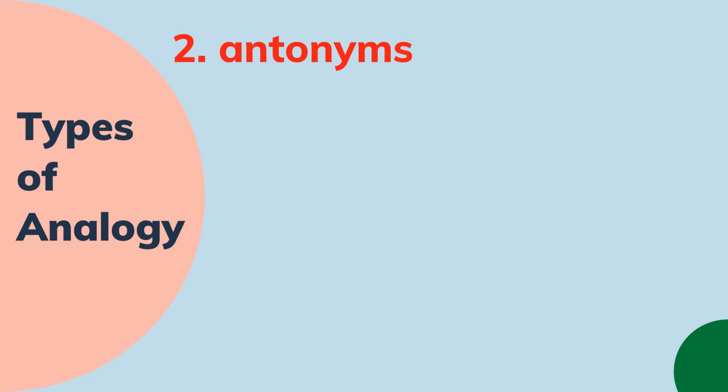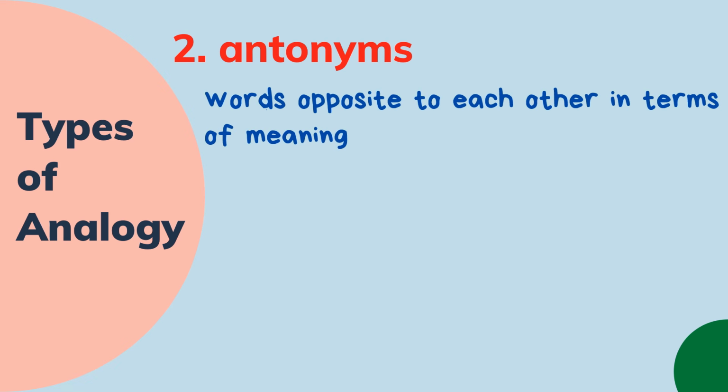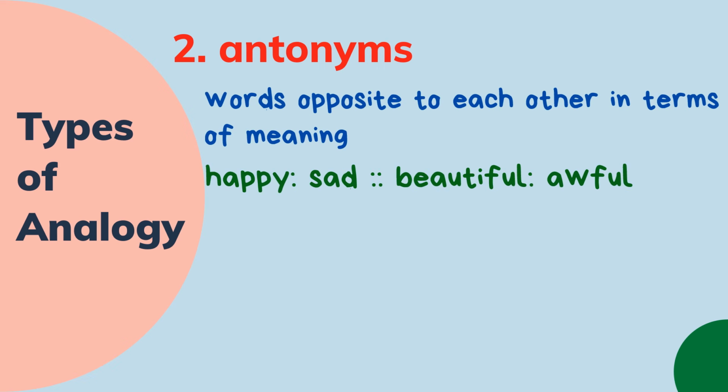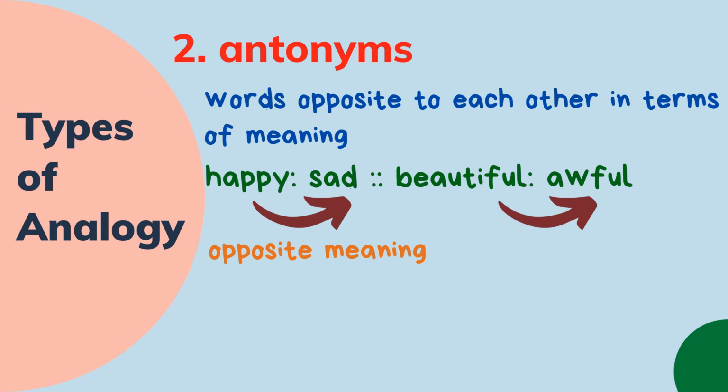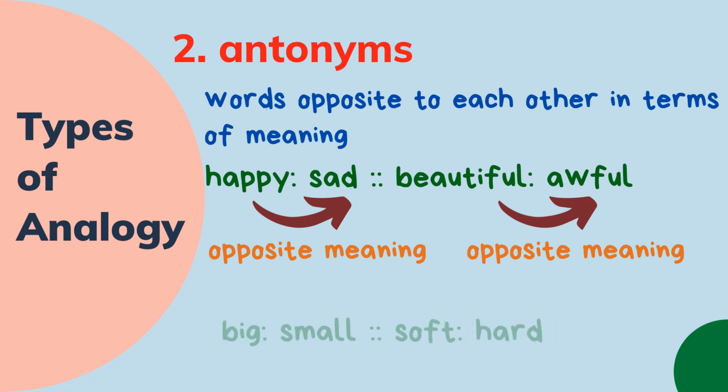Another type of analogy is the antonyms. Antonyms are words opposite to each other in terms of meaning. Example: happy is to sad, as beautiful is to awful. Happy and sad are opposite meaning, and beautiful and awful also have the opposite meaning.